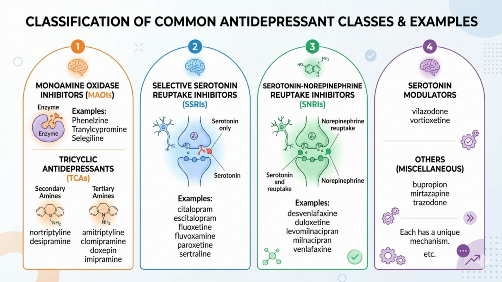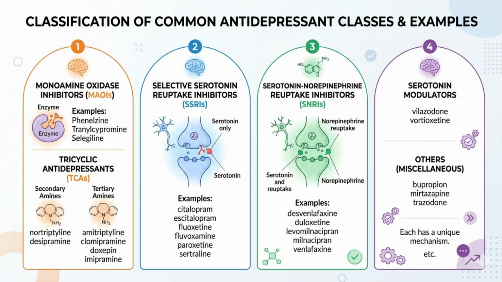reuptake inhibitors or SSRIs. If you look at the synapse illustration, typically neurotransmitters are released and then much is absorbed back into the sending neurons. The process is called reuptake. SSRIs block only the serotonin reuptake channel. This increases the concentration of serotonin active in the synapse, which improves mood signaling between neurons. Because they are selective, they often cause fewer side effects than TCAs.